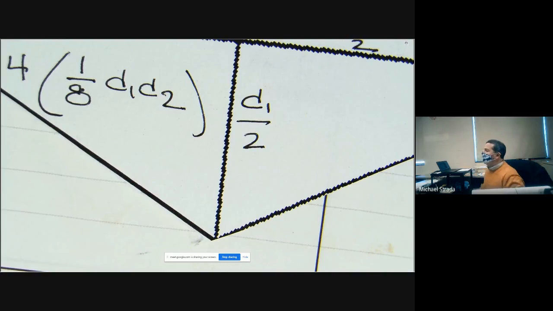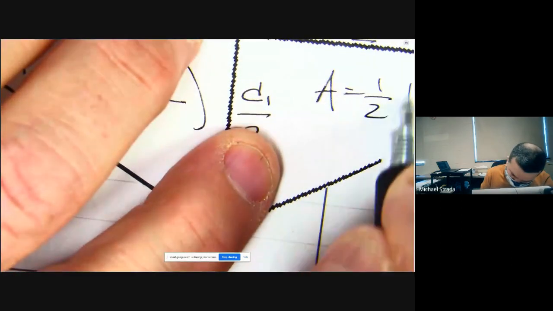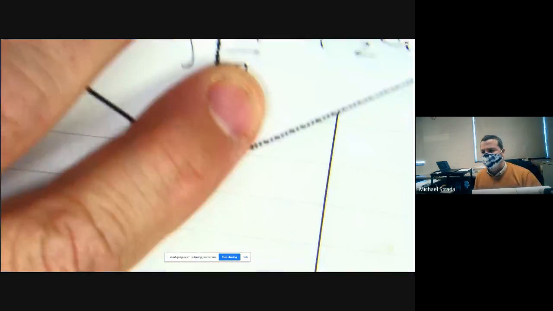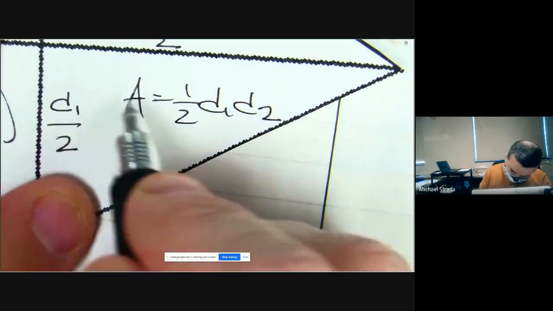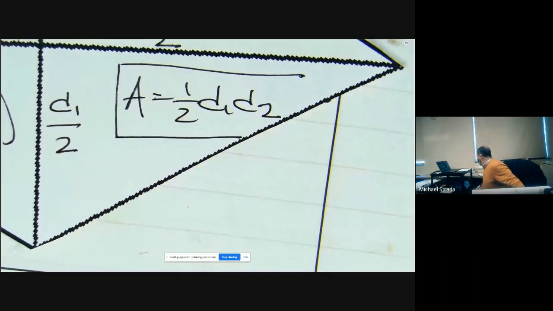4 times 1/8 is 4/8. What does 4/8 reduce down to at the end of the day? 1/2. Ladies and gentlemen, you got yourself the area of a rhombus: 1/2 the product of the diagonals. So area equals 1/2 D1 D2.